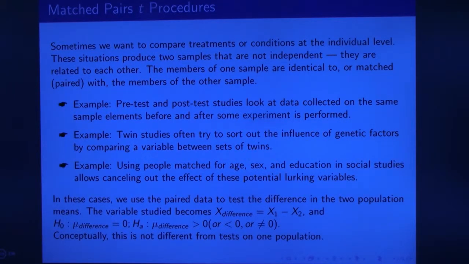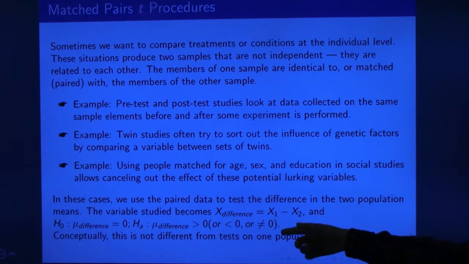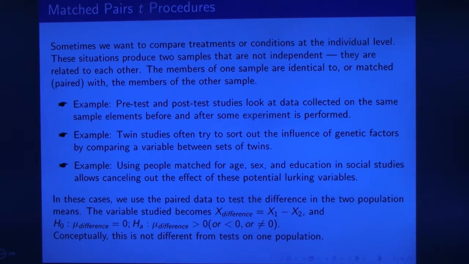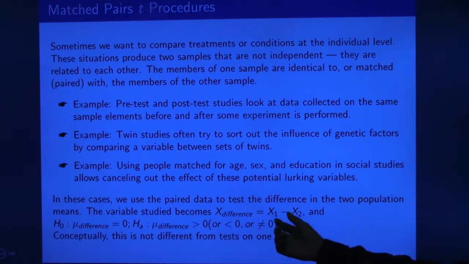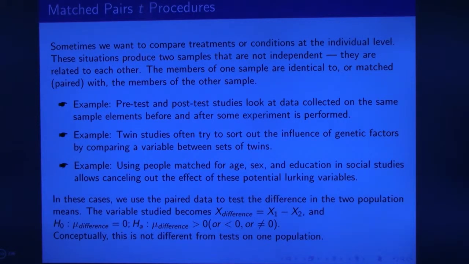The variable studied becomes here x1, meaning the mean of the first sample, x2, the mean of the second. Here is the population. So x1 is the mean of the first population, x2 is the mean of the second population. And we care about the difference. So we construct a new variable. It's called x difference equals x1 minus x2.